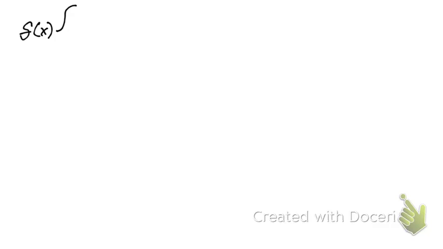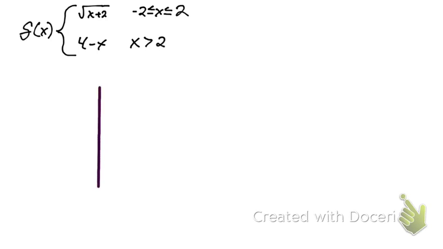So we have f of x goes to two different places. It either is square root of x plus 2 when negative 2 is less than or equal to x is less than or equal to 2. So when I graph this, I'm going to use closed dots on both ends because they're both equal signs. Then we're going to do 4 minus x whenever x is greater than 2. So this is going to be more of a quick sketch than anything else.